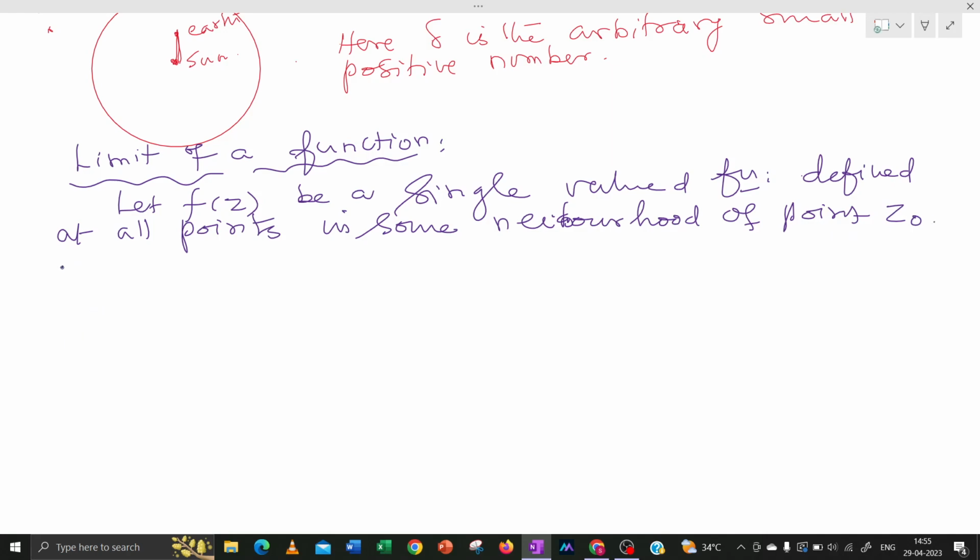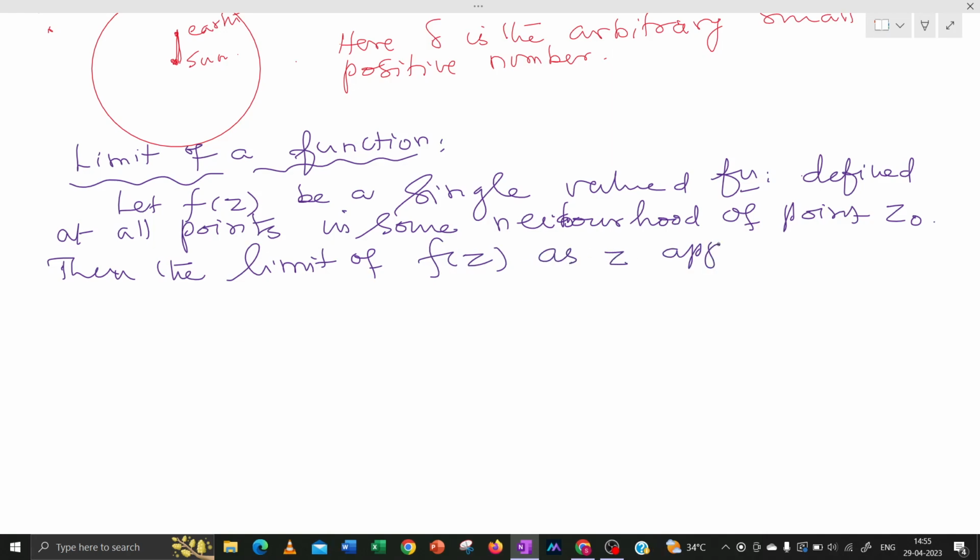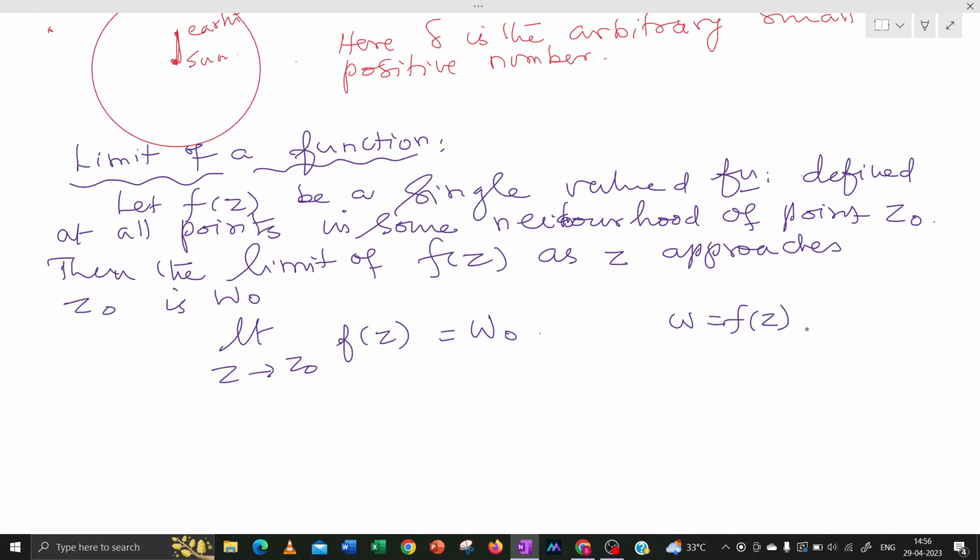Then the limit of f of z as z approaches z naught is w naught. That means limit z tends to z naught of f of z equals w naught, because we are taking w as f of z.